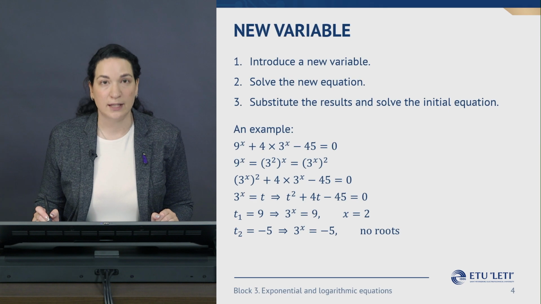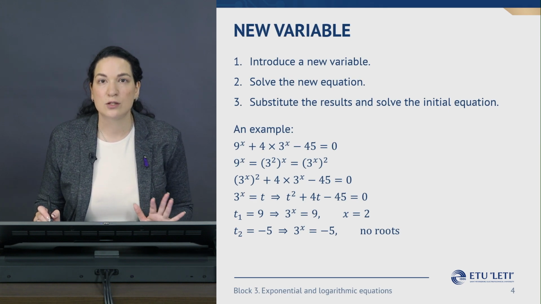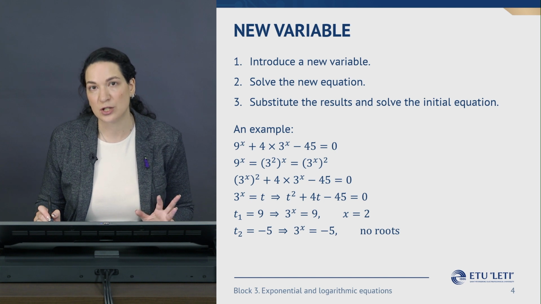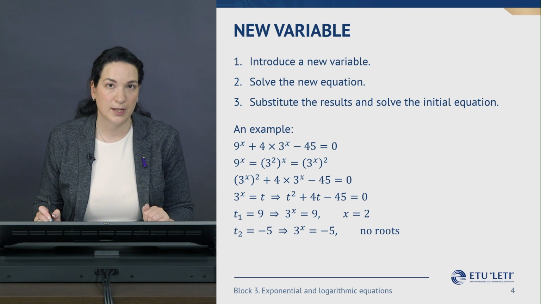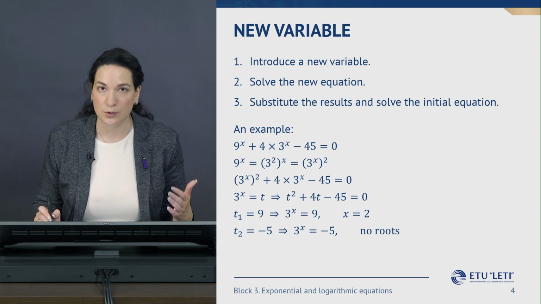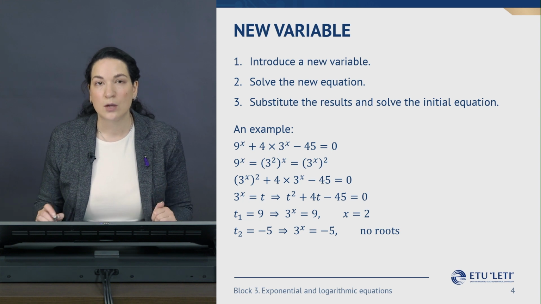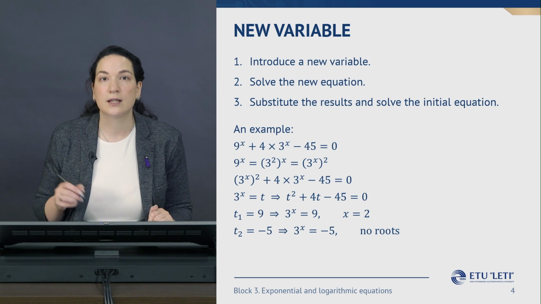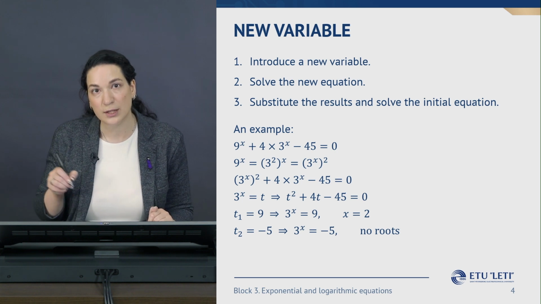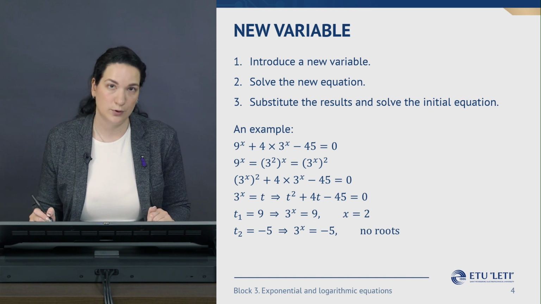A more complicated case requires introducing a new variable. Usually this turns an exponential equation into a quadratic one, which is much simpler to solve. After that, the roots are substituted into the initial equation and the overall solution is found. When performing the substitution, it is necessary to remember that an exponential function yields only positive values, so negative and zero roots must be excluded from the solution.